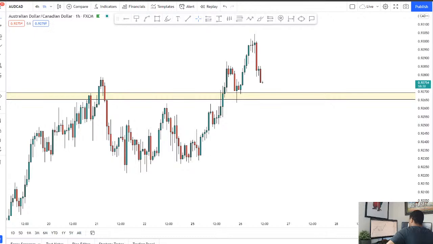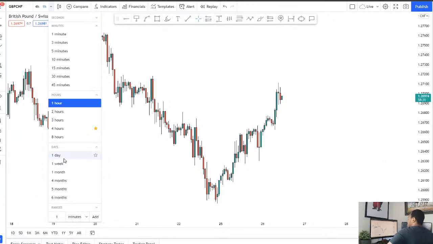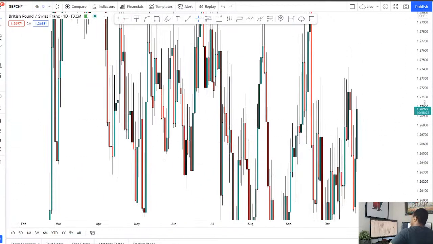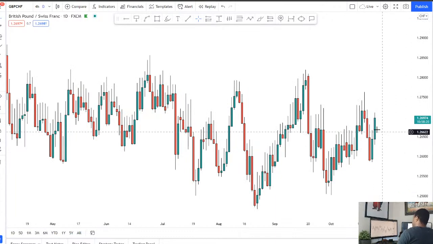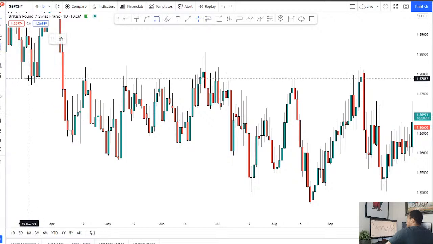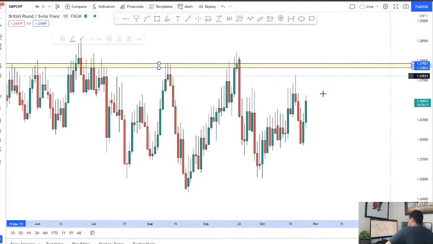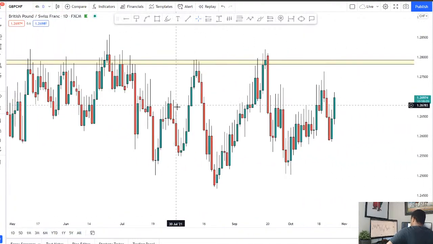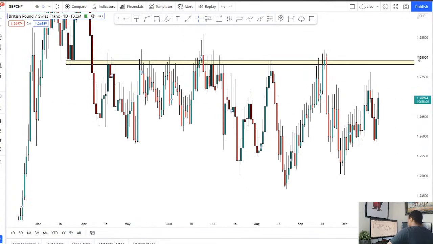Pound Swiss Chef's looking bullish again. I had a bearish bias coming into this pair this week, but I've actually flipped it to bullish. I think for Pound Swiss we'll probably see a move into this level all the way up here. Maybe not this, well, actually I could see it this week, to be fair, it's only Tuesday. So yeah, I can see a push up to 1.28 for Pound Swiss this week.